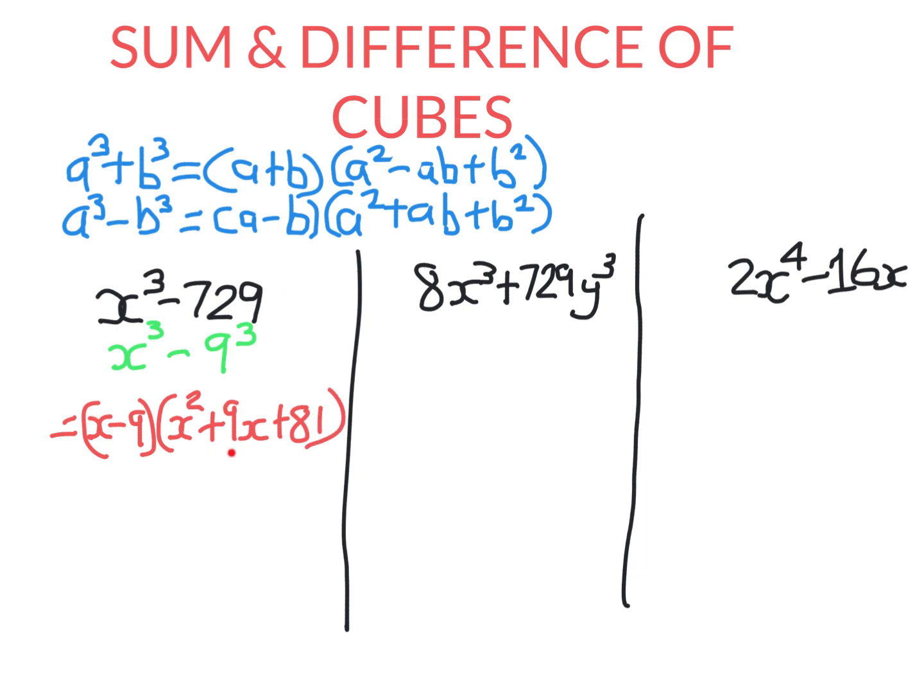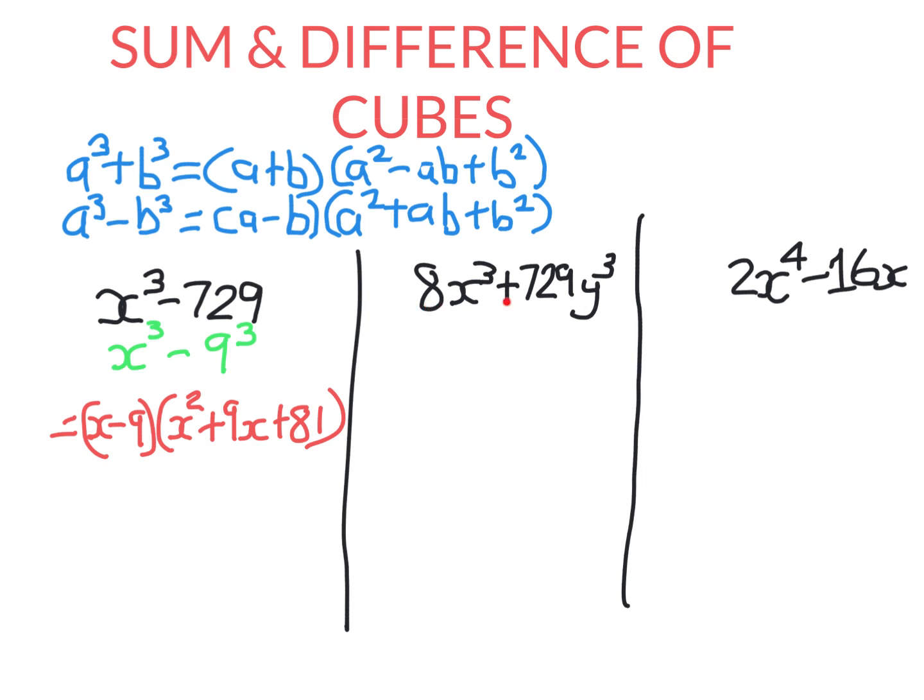So this always turns out to be an irreducible quadratic. So you actually can't factorize this any further. You never have to worry about factorizing the quadratic, which is good. All right, let's try this one here.